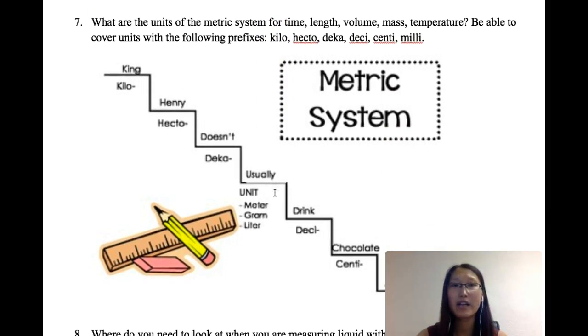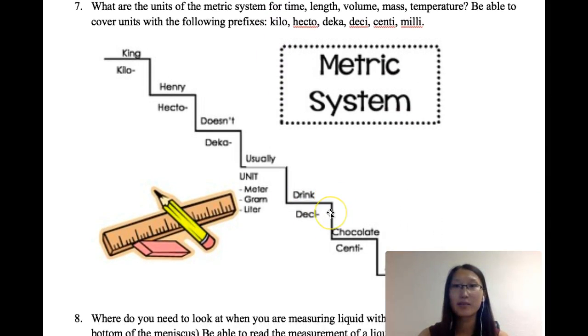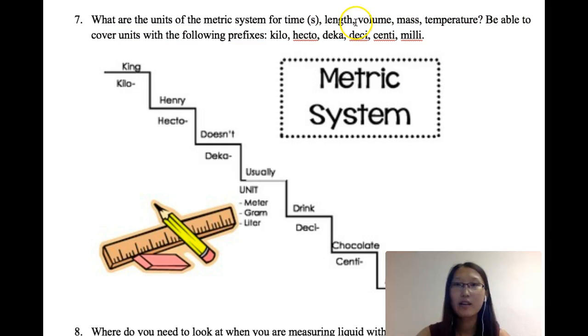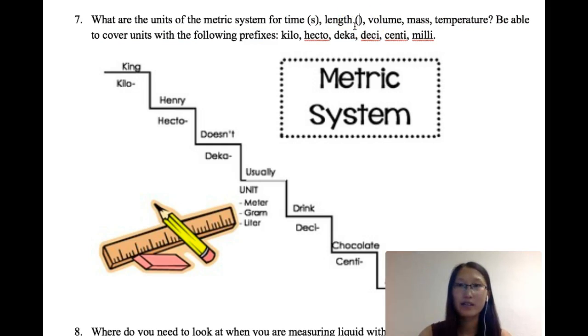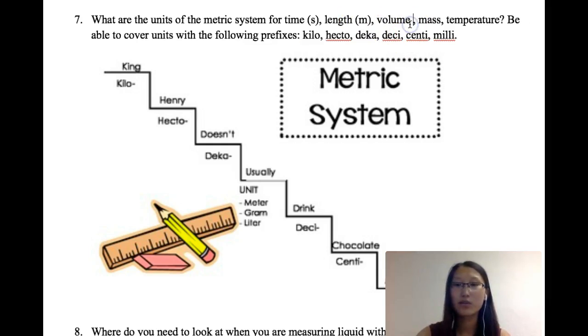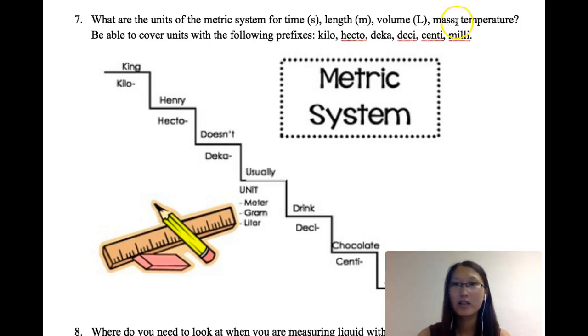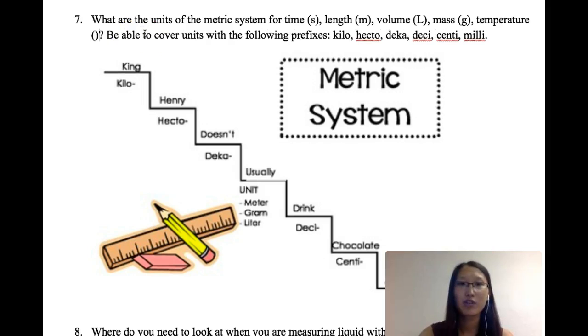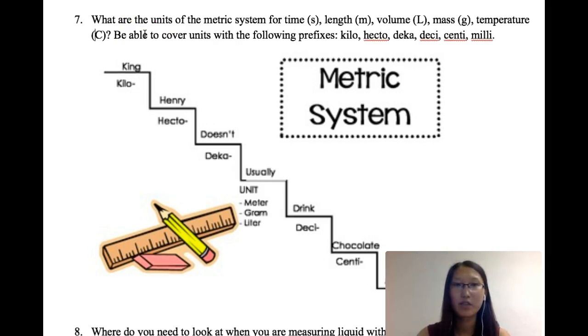All right, number 7, a metric system. Let's start with the basic units. Time is second, length is meter, volume is liter, mass is gram. So mass is kind of weight of something. Temperature is Celsius, degree Celsius.